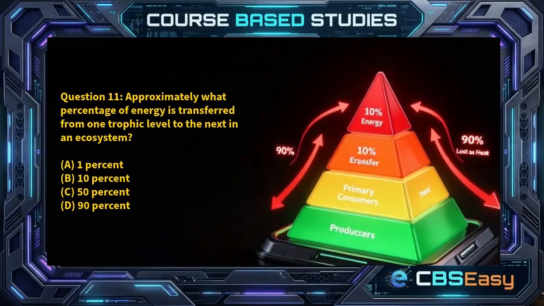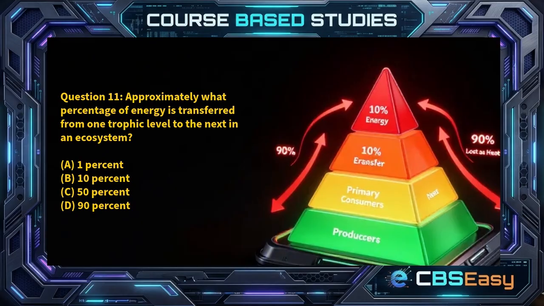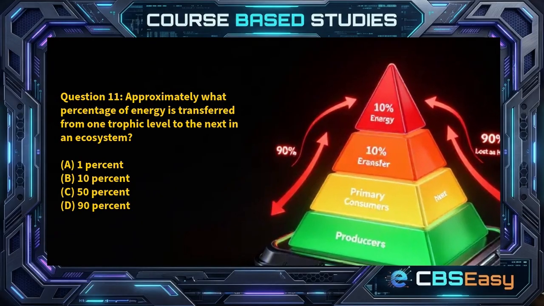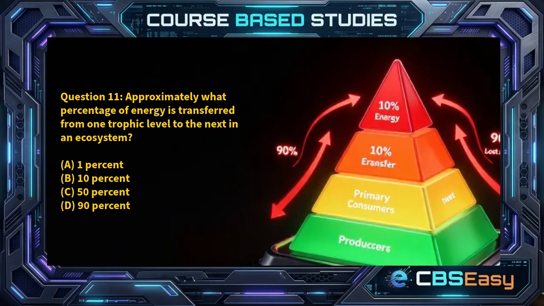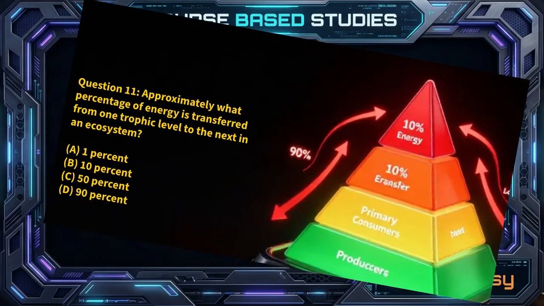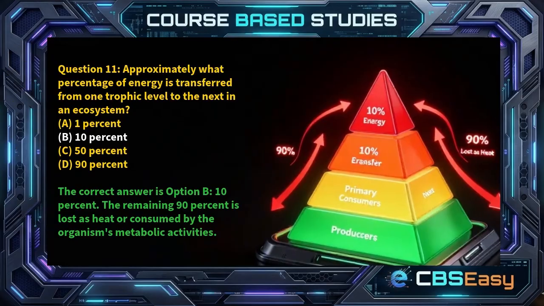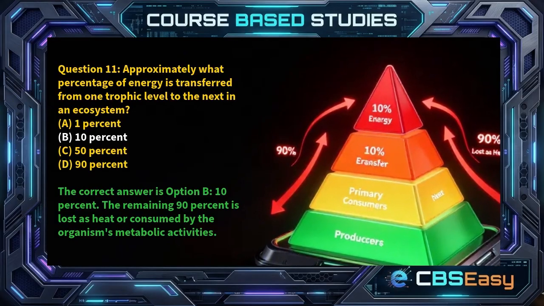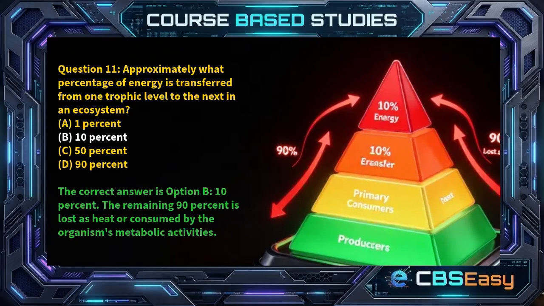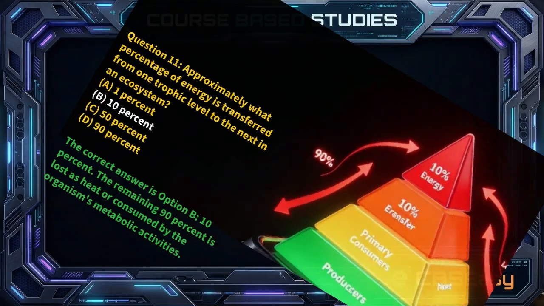Question 11. Approximately what percentage of energy is transferred from one trophic level to the next in an ecosystem? The correct answer is option B, 10%. The remaining 90% is lost as heat or consumed by the organism's metabolic activities.